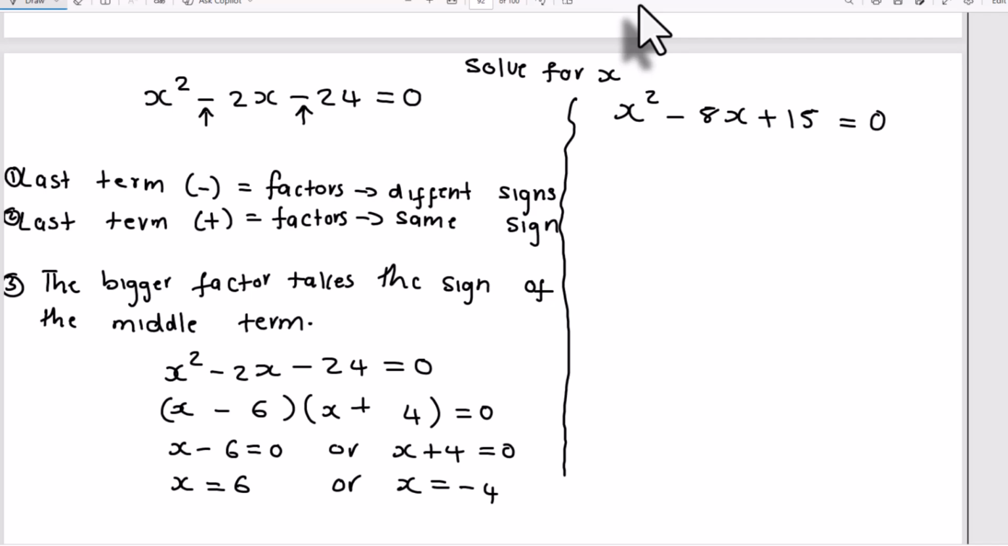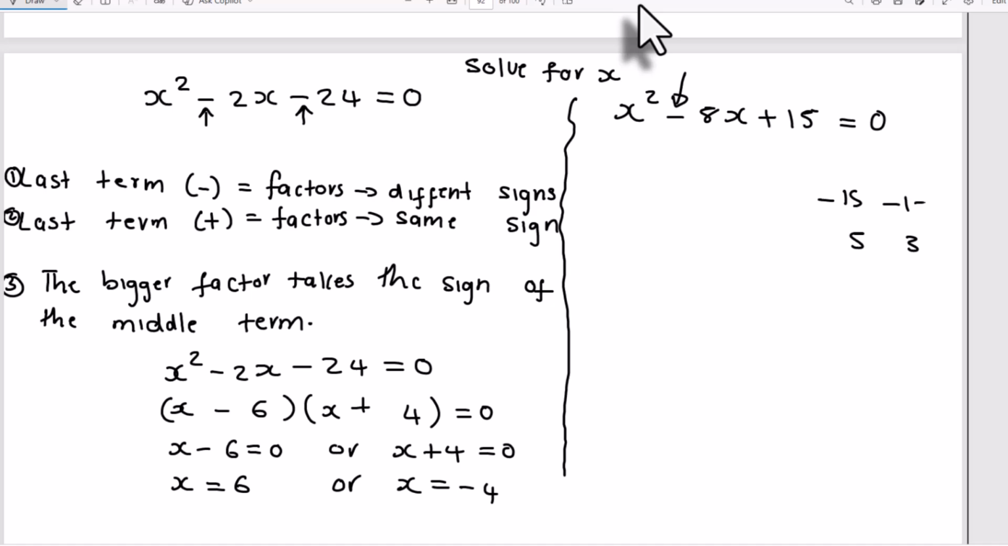First thing first, we're going to look for factors of 15: 15 and 1, and then 5 and 3. Great, let's check. Our last term is positive, so we know these two factors must have the same sign. And the obvious one is going to be the sign of the middle term. So they're going to be both negative because our middle term is negative. So we're going to have minus and minus.